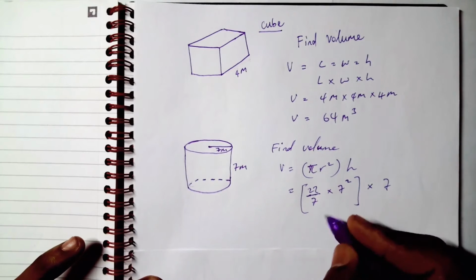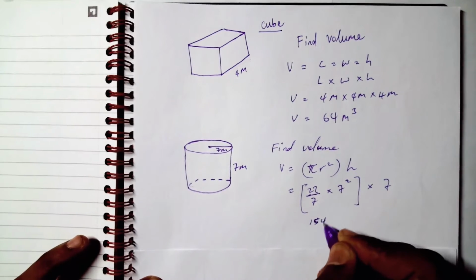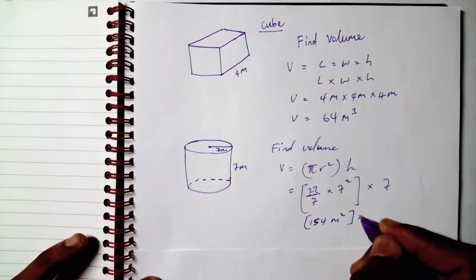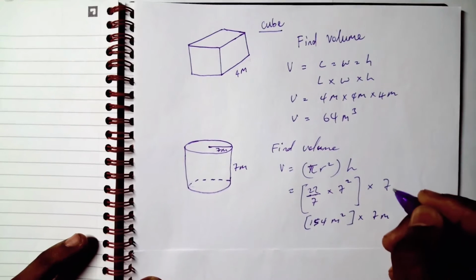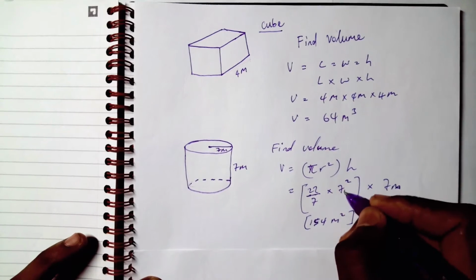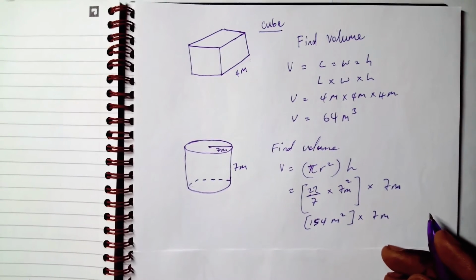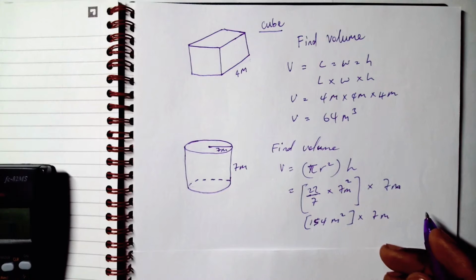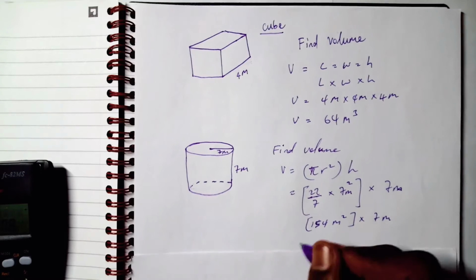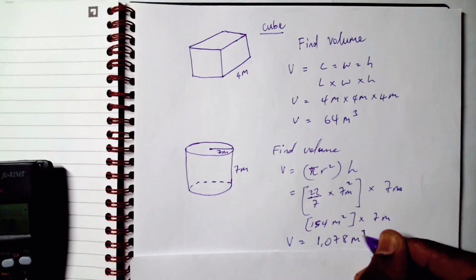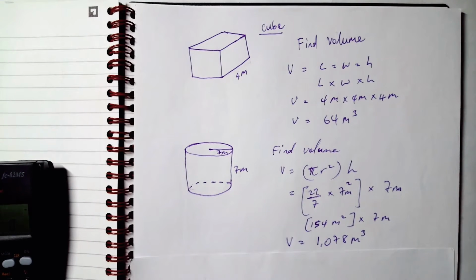Alright, so now we calculate. We have 154 meters squared times 7 meters. These are meters, guys. Even though I left them off, we don't leave them off the final result. So we have 154 times 7, which is 1078. Volume is equal to 1078 meters cubed. All right, and that's that.